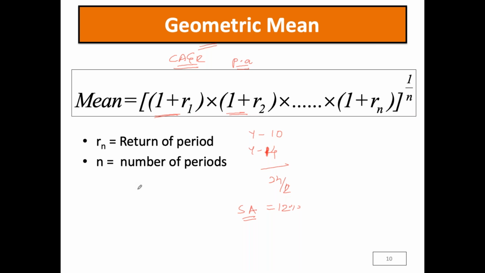If I go with this equation, it simply says 1 plus 0.10, since these are in percentage terms, into 1 plus 0.14, and raised to 1 by 2, or simply you can take the square root and arrive at the answer easily. So multiply 1.10 by 1.14, and raise it to 1 by 2, that is the square root.